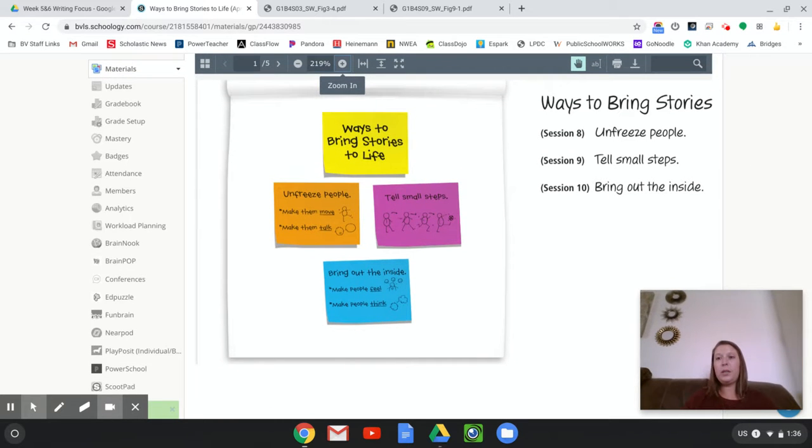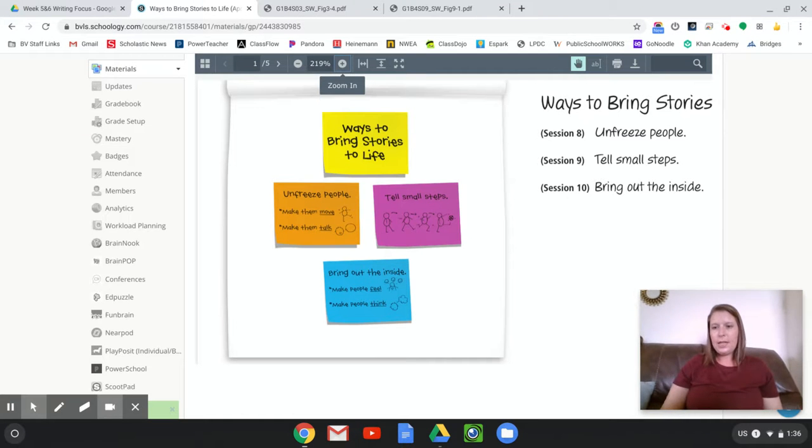So this is a really important one for writers because this is what's going to make your story interesting and exciting to read. One way you bring your story to life is you unfreeze your people. So think about your characters in your story, and they need to be moving and doing things. They need to be talking. So think about what's your character doing and what's your character saying and add that to your story.